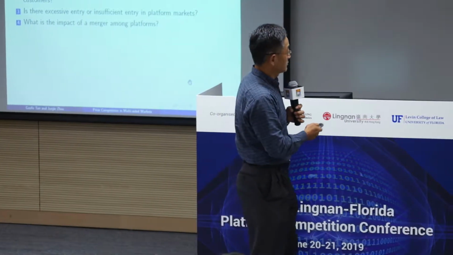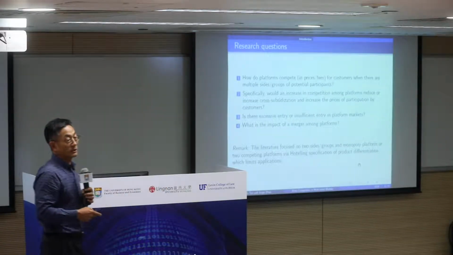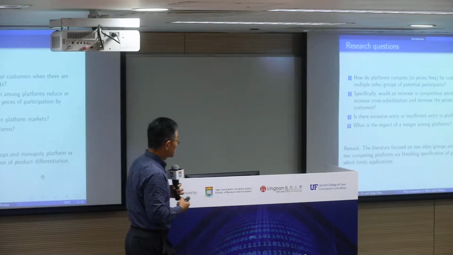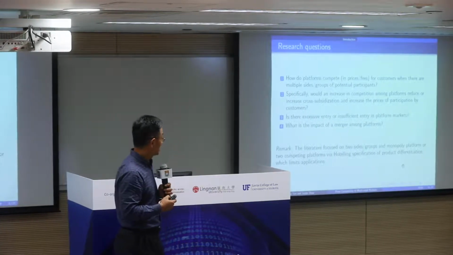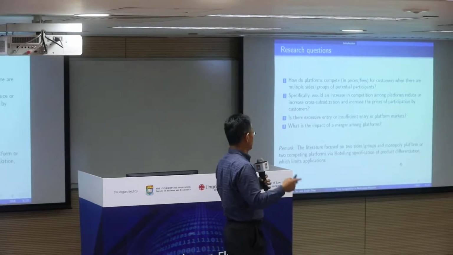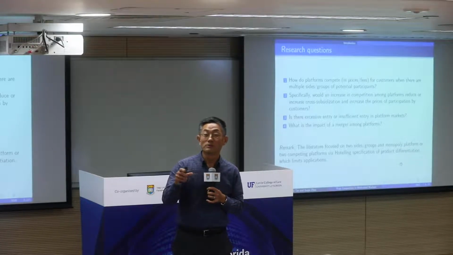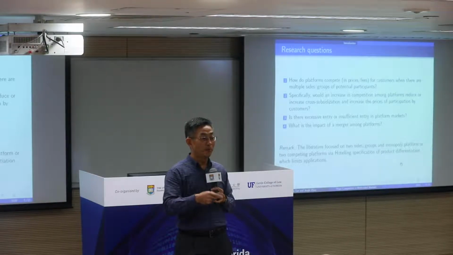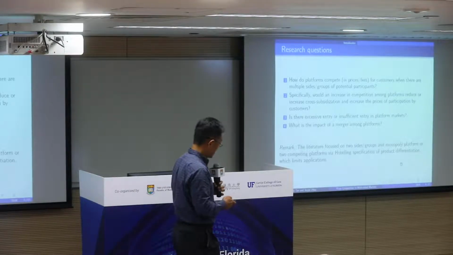Because I won't have time to talk about the literature, I'm going to just use this short remark to summarize what is available from my understanding. That is, the literature typically focuses on two sides, and a lot of study on monopoly problems. Even in the case of two-platform competition, the literature focuses on the standard Hotelling specification of product differentiation, which is very specific and stylized to illustrate the effects. But for empirical work and policy implications, the Hotelling model is not that useful.